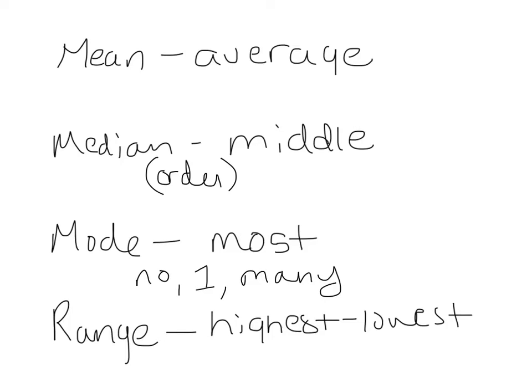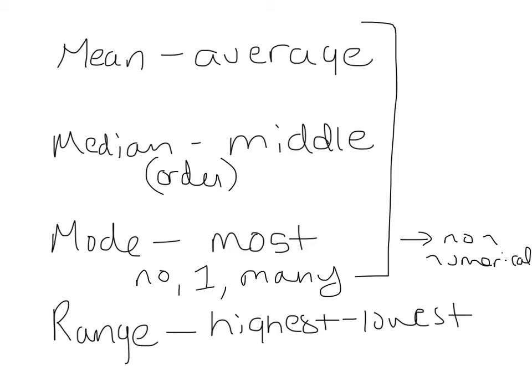When you're looking at a set of data, in order to pick your best measure of central tendency, you're going to choose either mean, median, or mode. You're going to choose your mode when it is non-numerical data, something like favorite color or favorite drink. Your median, you're going to choose when there's an outlier. And your mean, you're going to choose when there's no outlier.